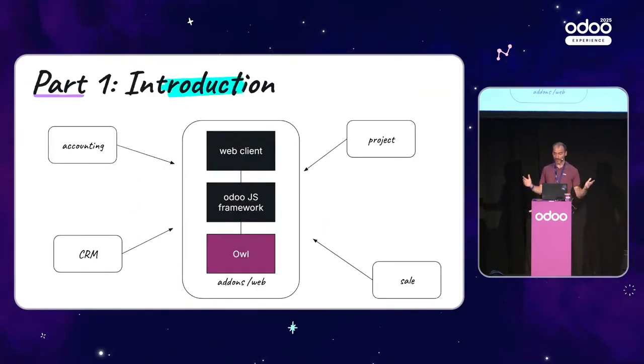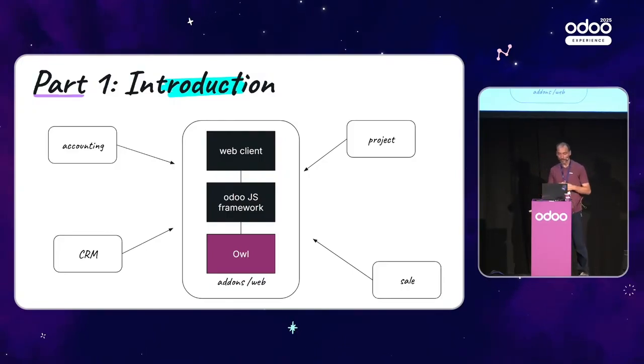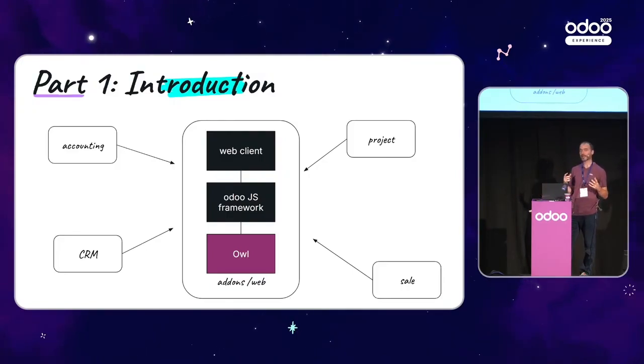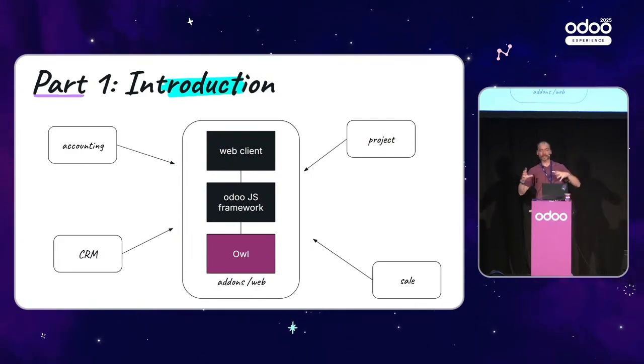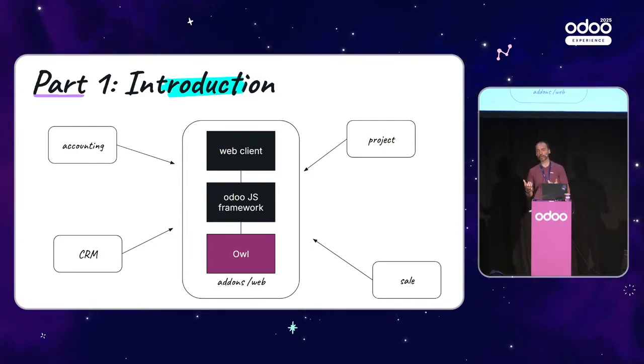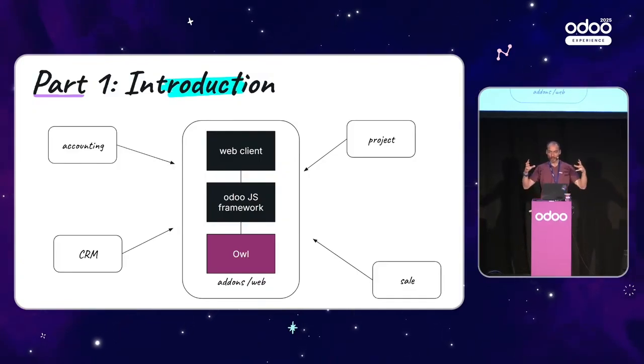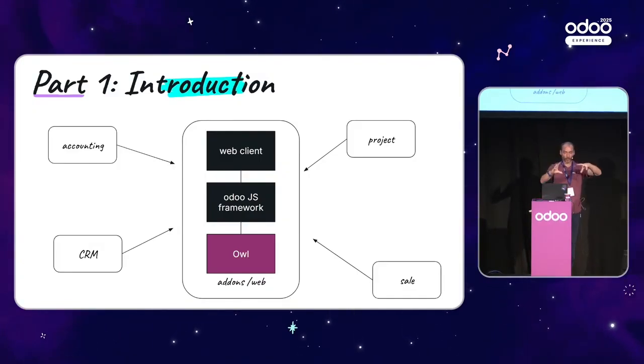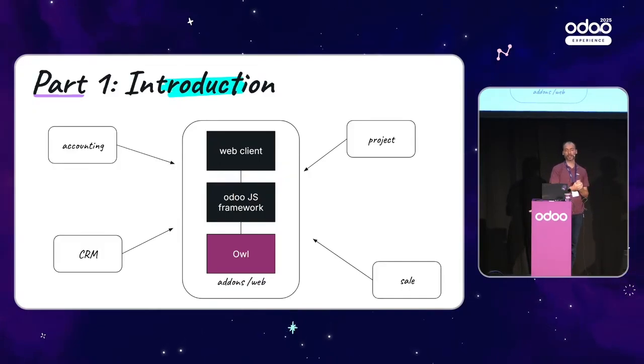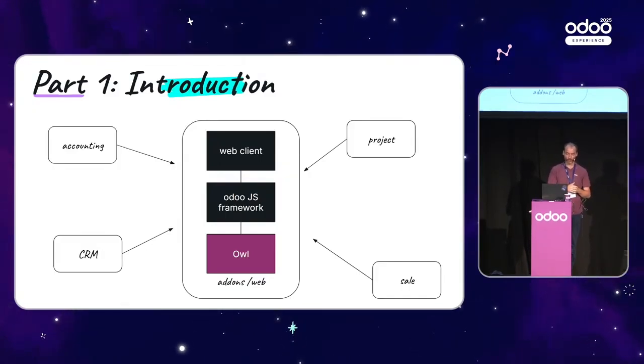So first, let's talk about the framework in general. What is the JavaScript framework? I think it's useful to understand that OWL is not the full picture. OWL is a framework, a standalone framework that manages a component system. It allows you to render a user interface by a tree of components, and it maintains the browser up to date depending on the state of those components, right?